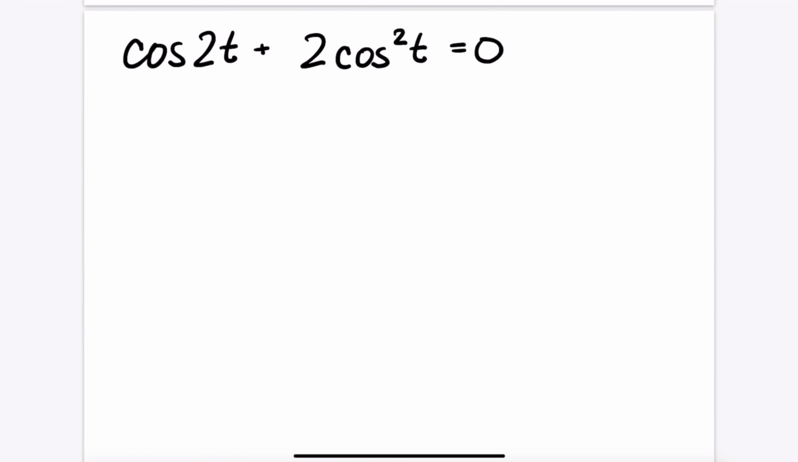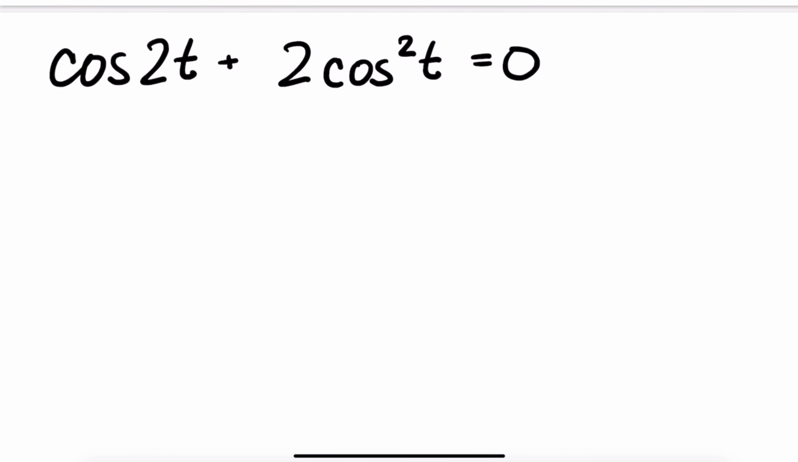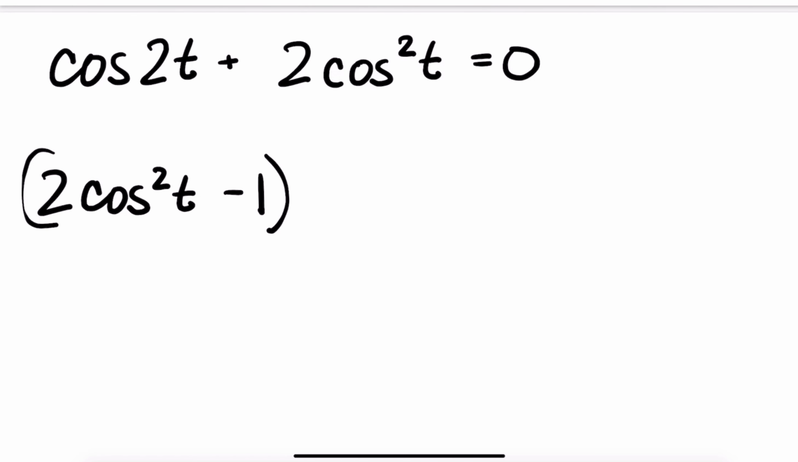So in this problem, we're required to solve for all possible values of t that would make this equation true. Right off the bat, we have cosine of 2t. And recall from the double angle identities, we're able to expand this three different ways. I'm going to pick the expansion that only has cosine in it, which is 2 cosine squared of t minus 1.